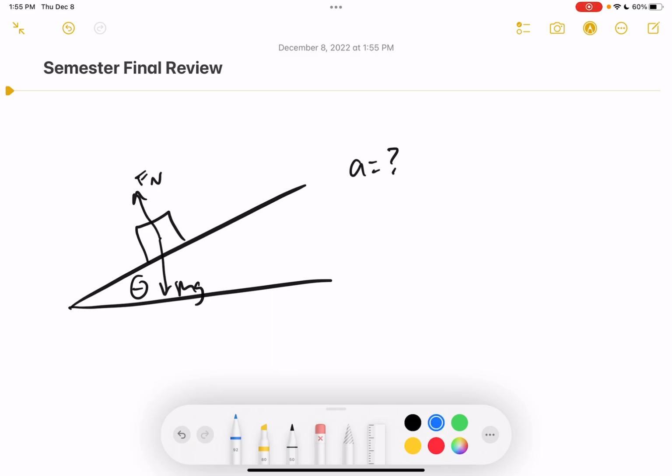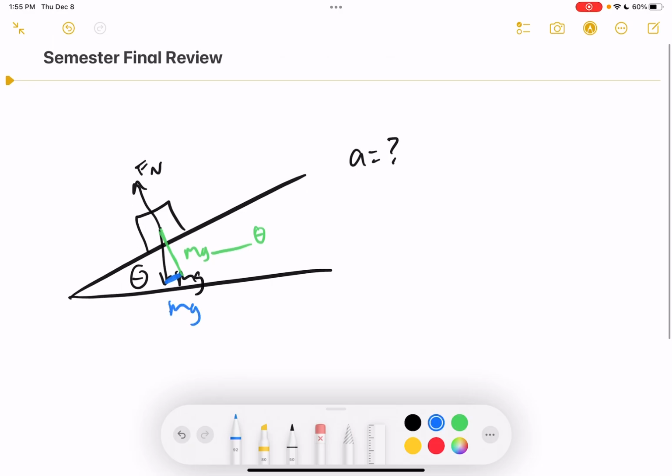Now, mg, hopefully you remember this, can be broken into two parts. The green part here is going to be mg, either sine or cosine, and then theta. And then the blue part, once again, mg and then sine or cosine theta. Remember, if you're drawing a free body diagram for a question, don't have those components on there. But when you're doing it more for yourself, off to the side, you can include those components. For the AP exam, you wouldn't want to put them on the official free body diagram if they ask for one.